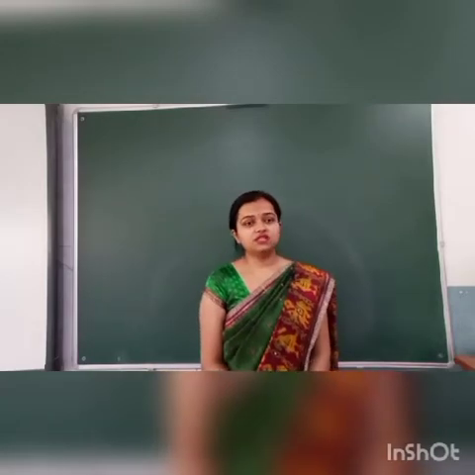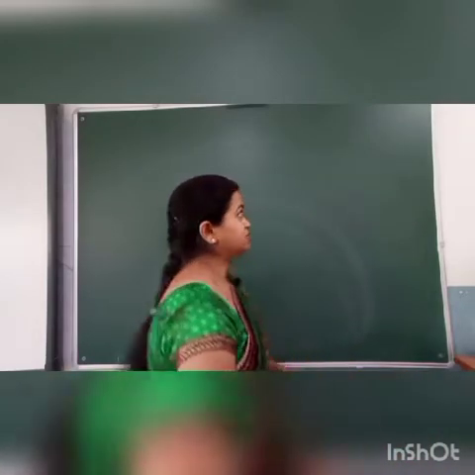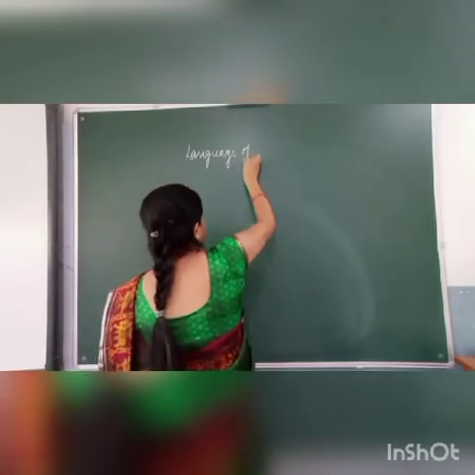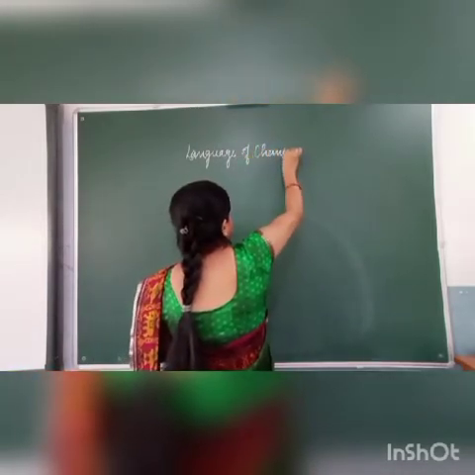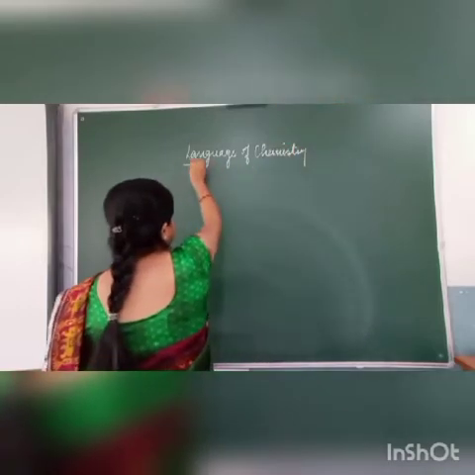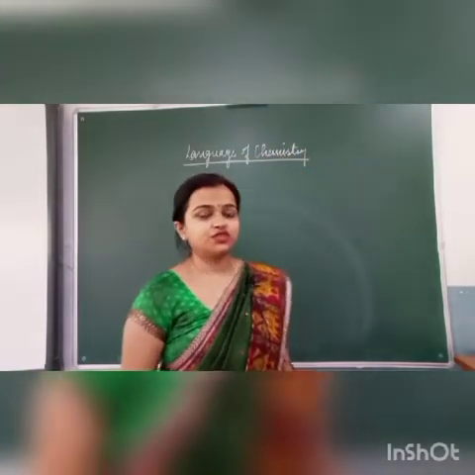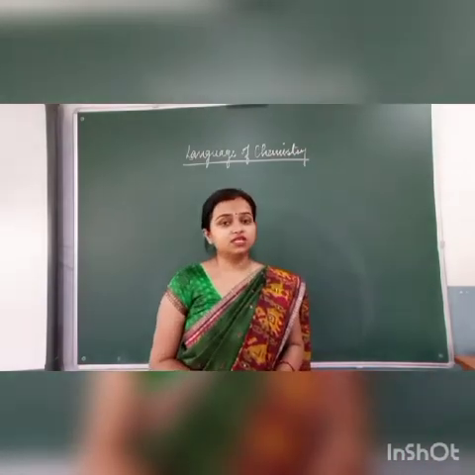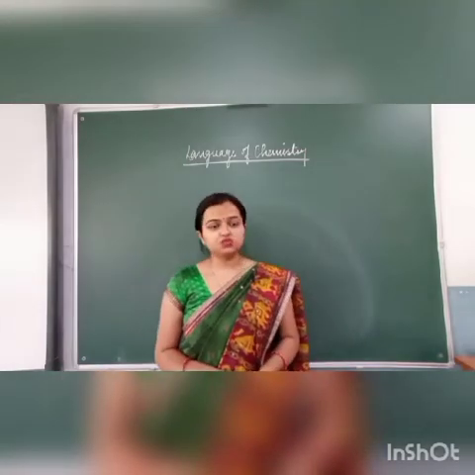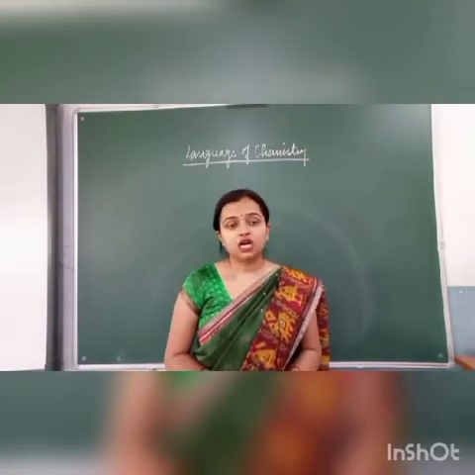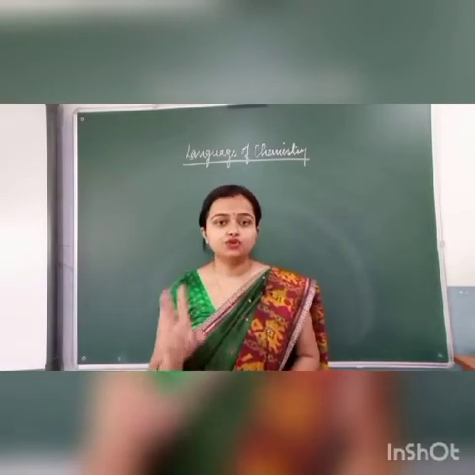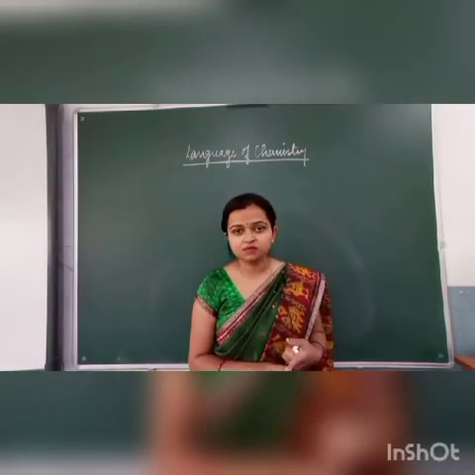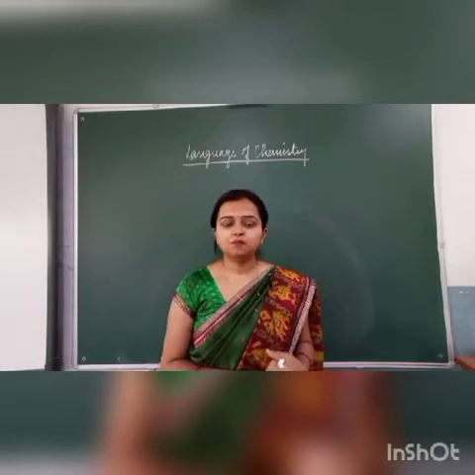Now in the last video, as you know, we are going through the chapter Language of Chemistry. In the last video we saw symbol, valency, variable valency, and radical. Then we saw how to write a formula, as well as how to balance the equation. There I taught you two types of balancing: the first was the hit and trial method, and the second was the partial equation method.